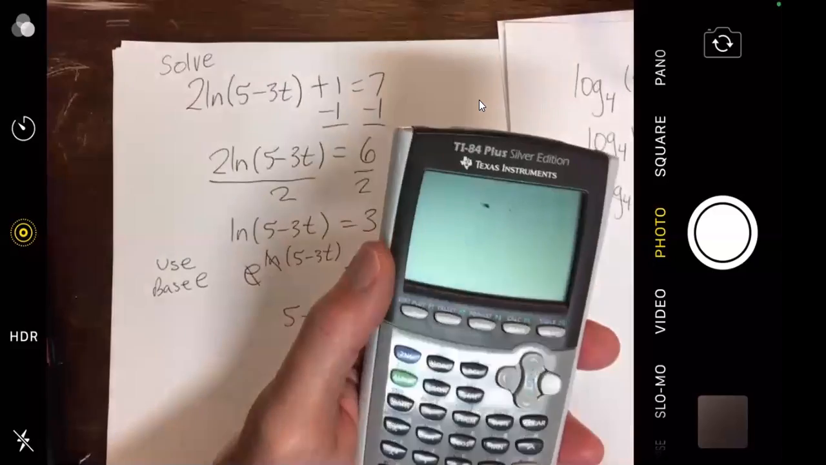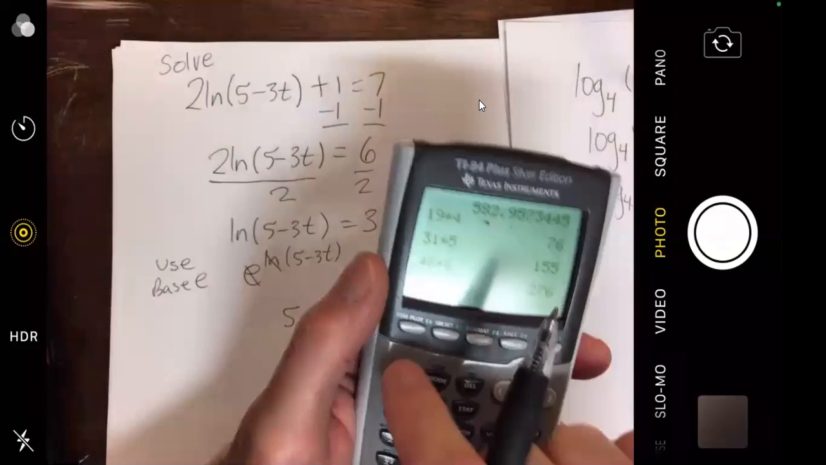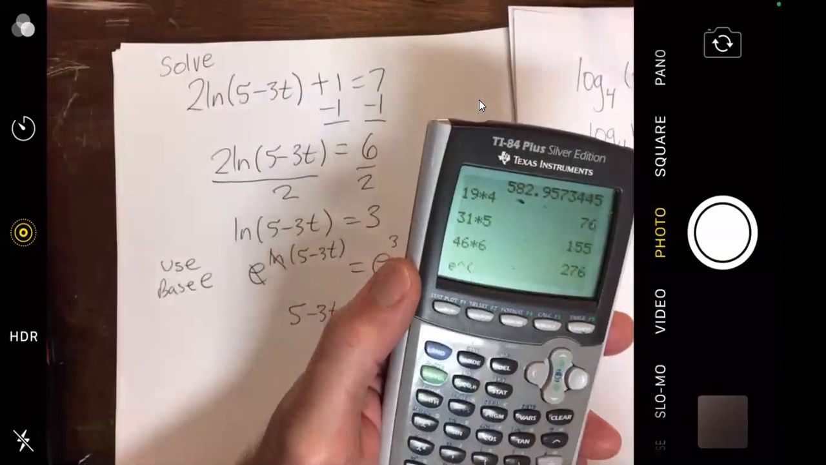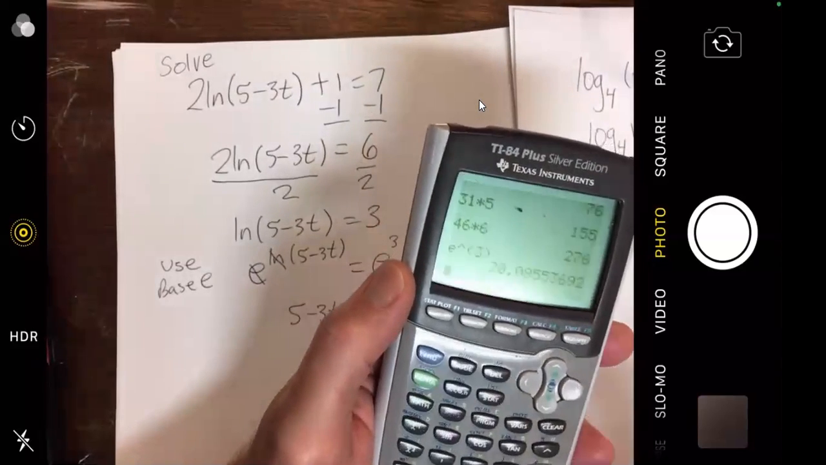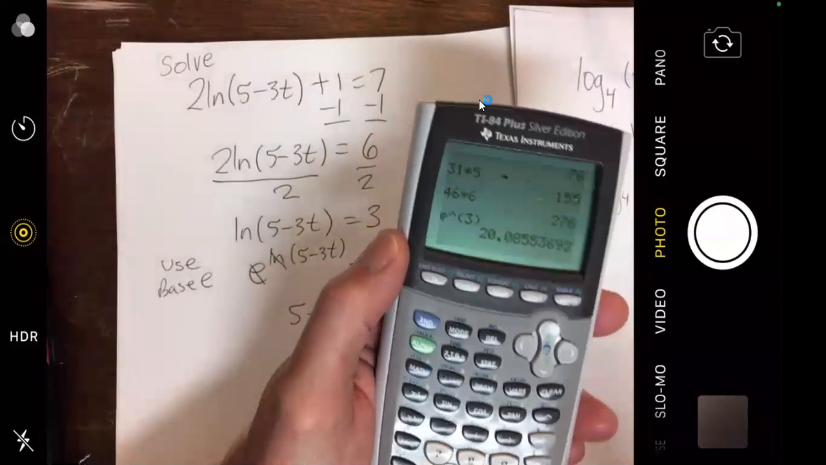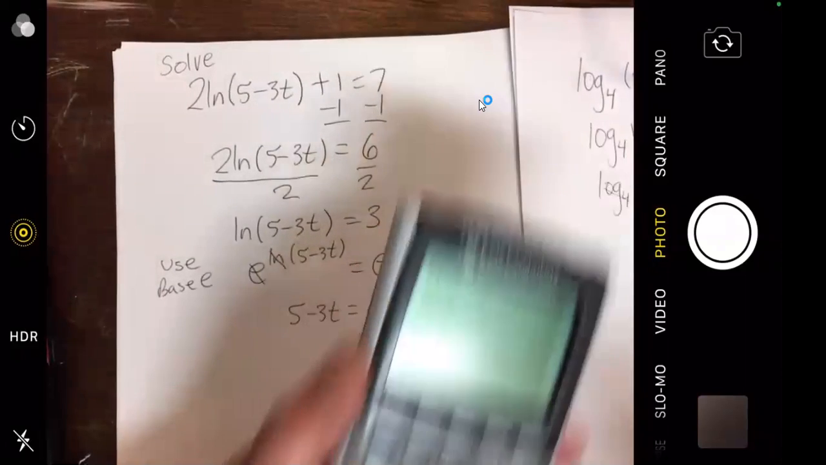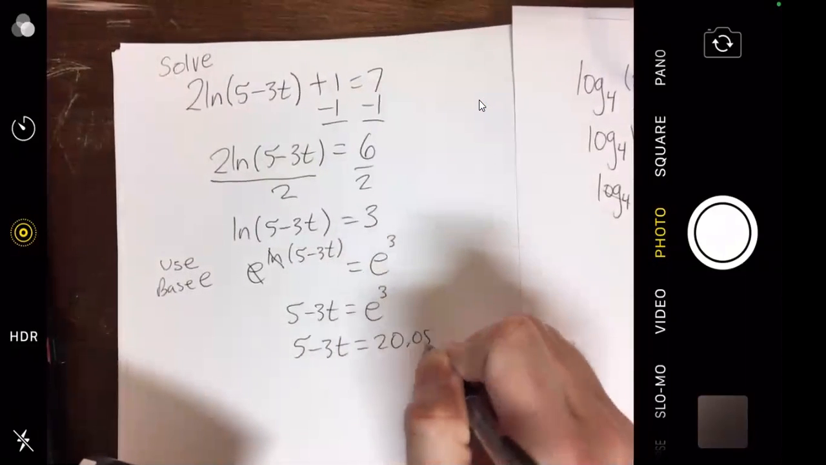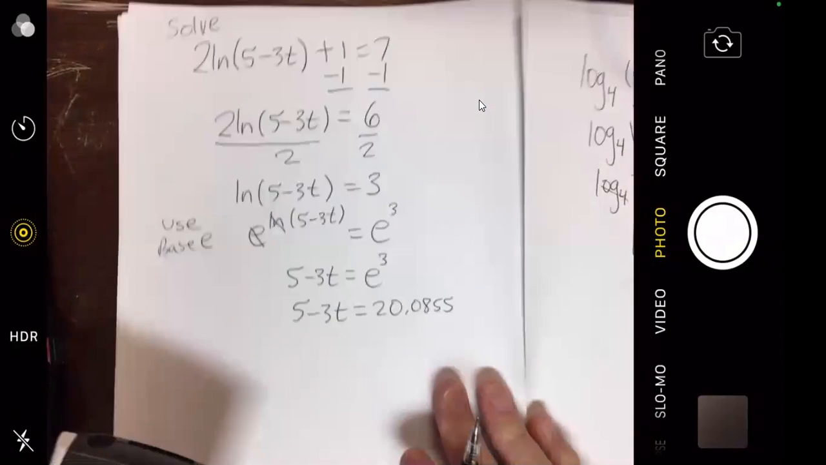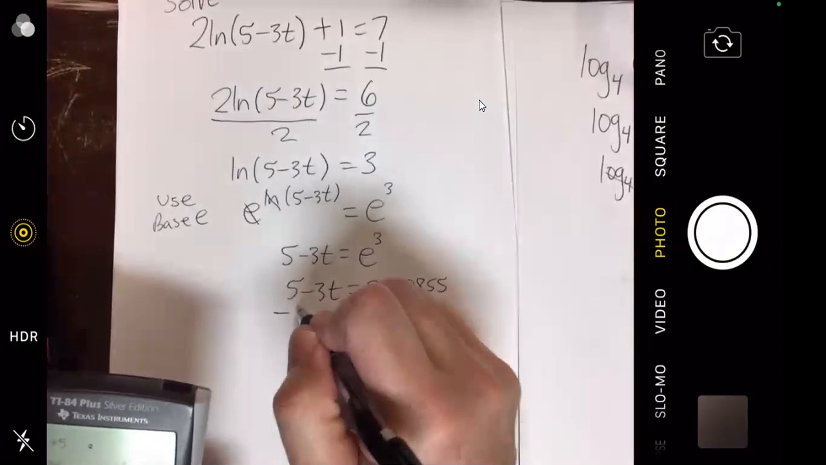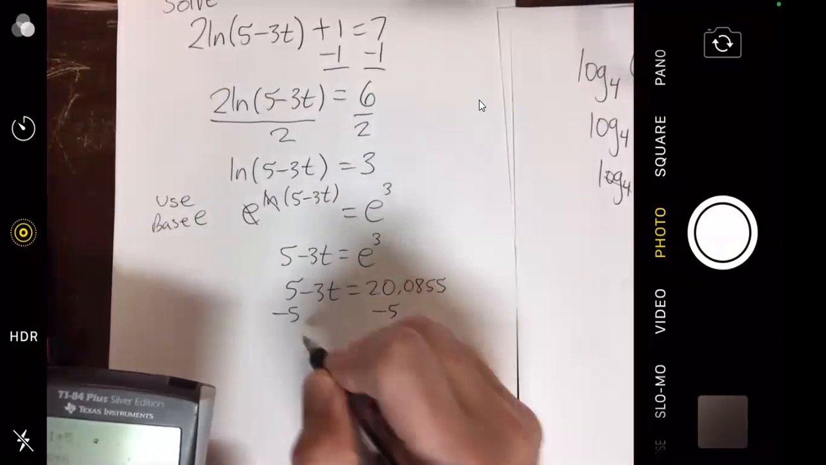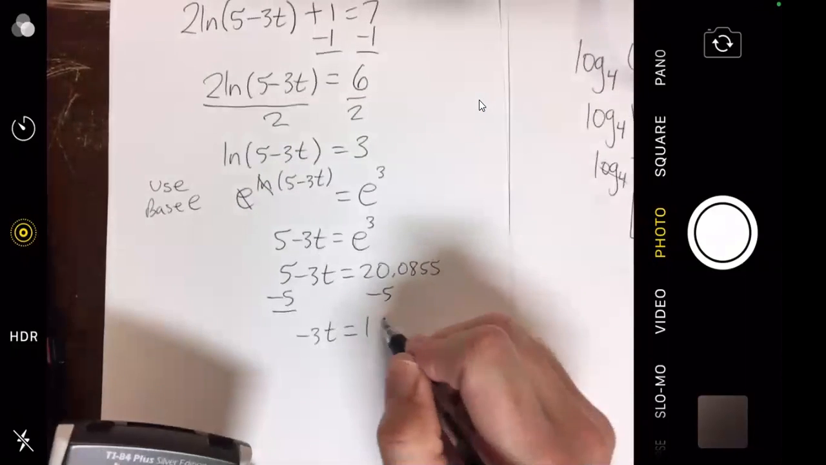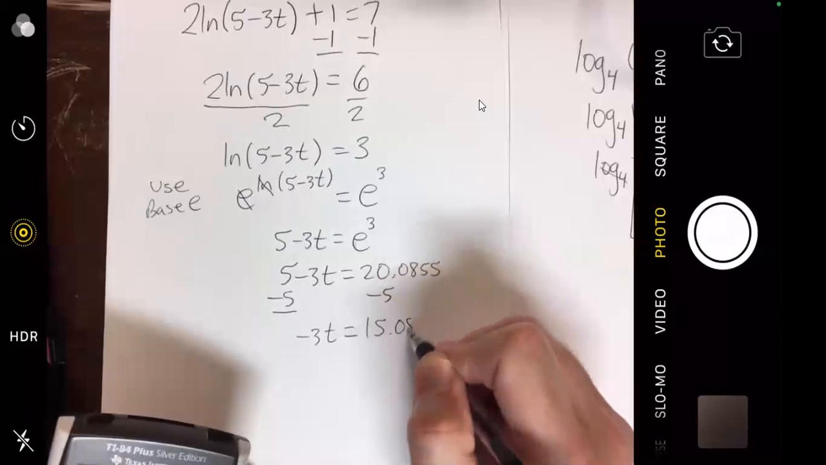So e to the 3. e is on the left side of the calculator. 3, input. 20.0855. 5 minus 3t equals 20.0855. 2 more moves, minus 5. Negative 3t is equal to 15.0855.